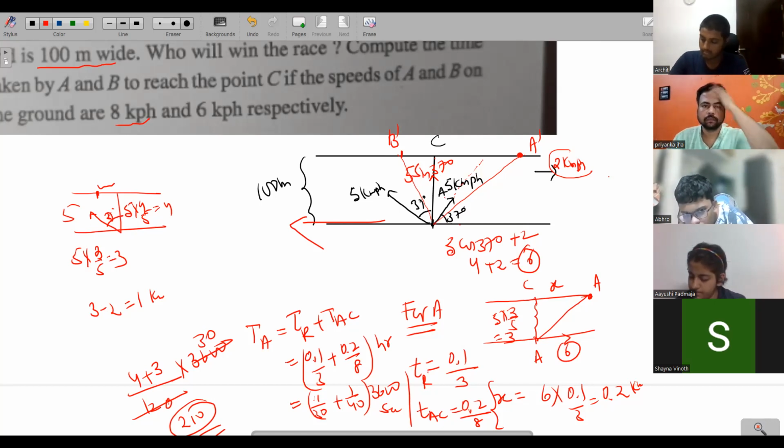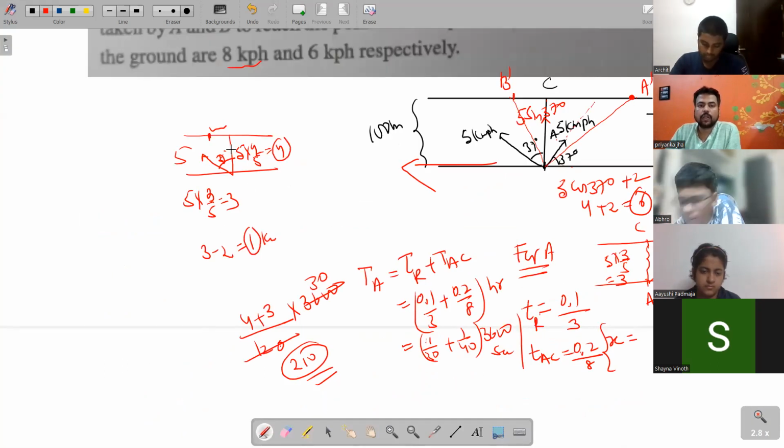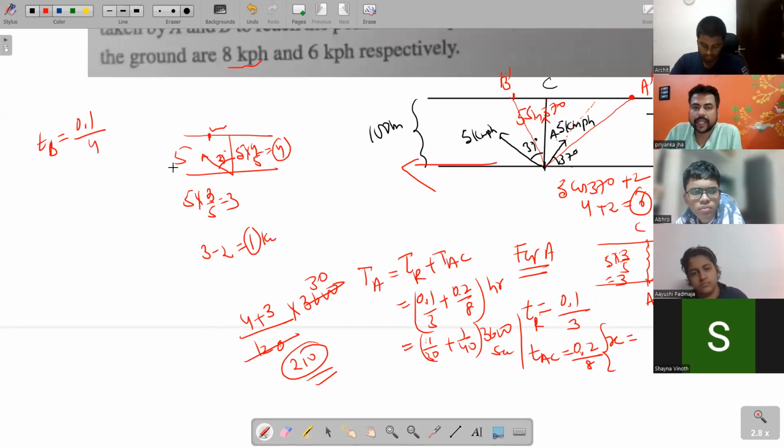So 240 seconds. For B 240, no, wrong. Let me solve. See, for B, it has two components, vertical 4 and horizontal 1. So time taken by B to cross the river, how much? This distance is 0.1 kilometer upon this velocity, 4. So this much time B will take to cross the river.